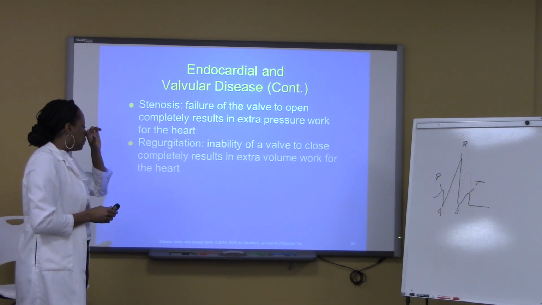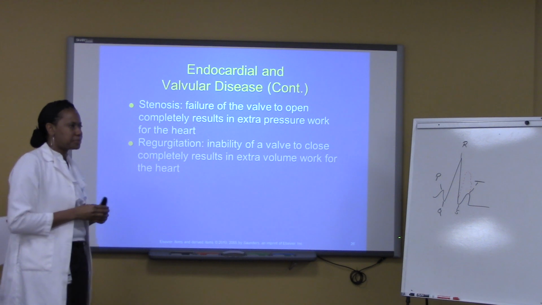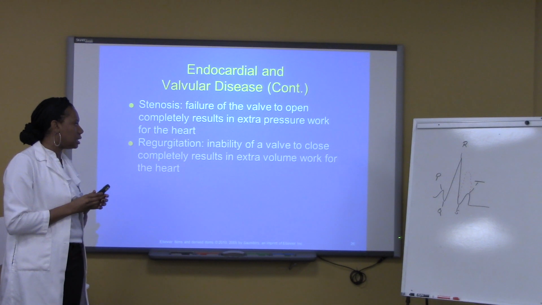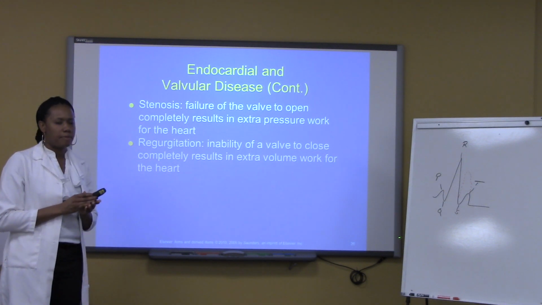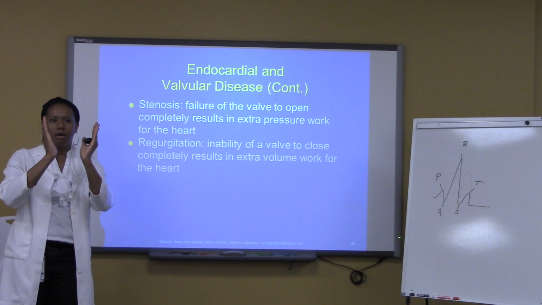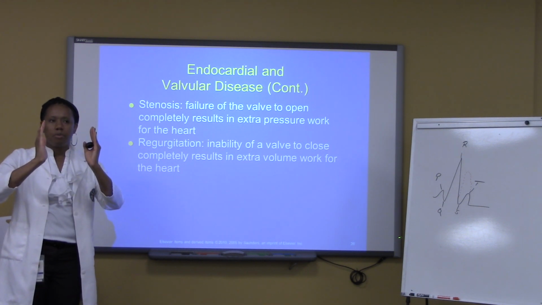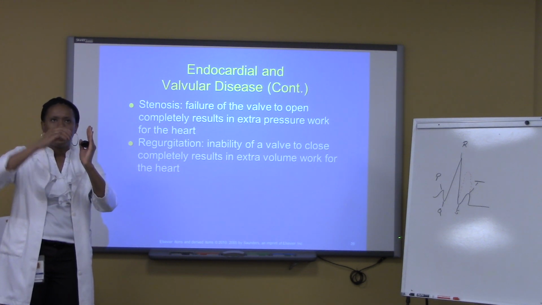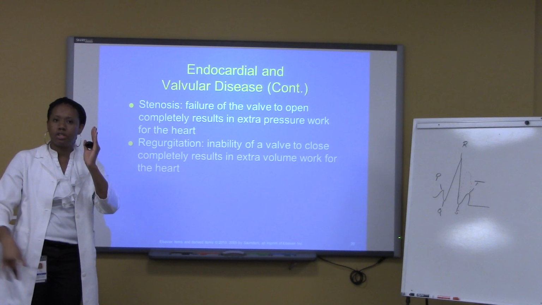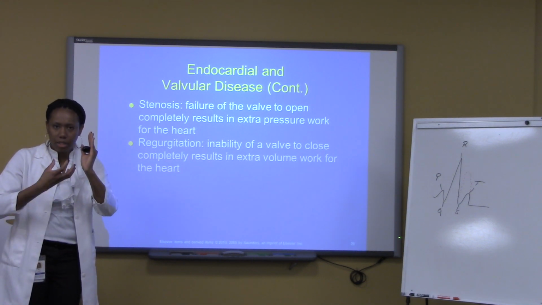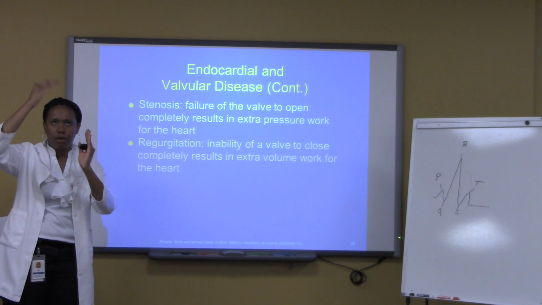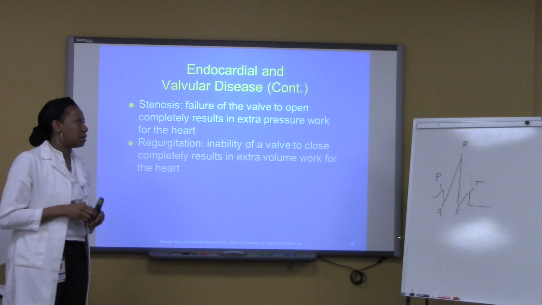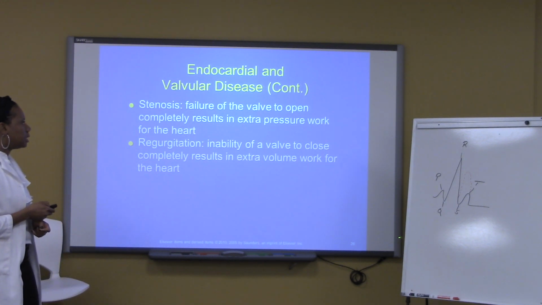Okay. Now, we also have the term regurgitation. Regurgitation means that this is the inability of a valve to close completely due to extra workload on the heart. So now we have a valve that's open, it opens up, but when it's time to close, it doesn't close all the way. Okay, so then it stays open, and now keep in mind that blood is still moving and circulation is still going on. So then when we have blood that's trying to move forward, it now causes a regurgitation of that blood going back through the valve. So that could be an issue.